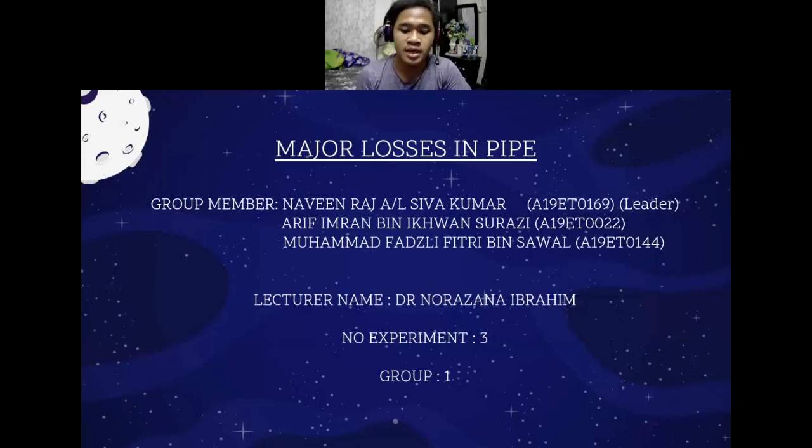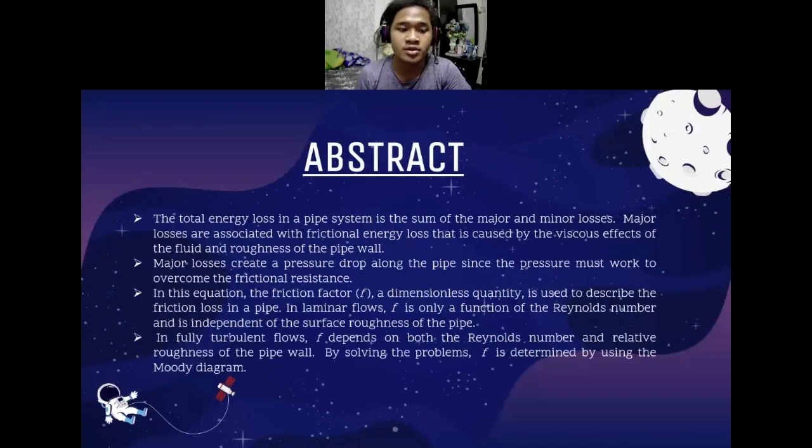So, the abstract of this experiment is: number 1. The total energy loss in a pipe system is the sum of the major and minor losses. Major losses are associated with frictional energy loss that is caused by the viscous effect of the fluid and roughness of the pipe wall. Number 2. Major losses create a pressure drop along the pipe since the pressure must work to overcome the frictional resistance.